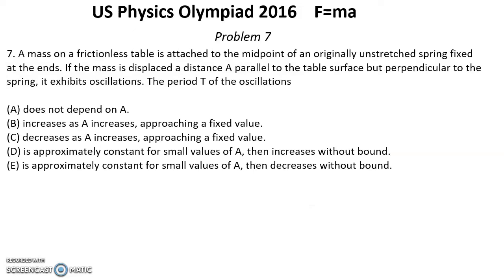Problem number 7. A mass on a frictionless table is attached to the midpoint of an originally unstretched spring fixed at the ends. If the mass is displaced a distance a parallel to the table surface but perpendicular to the spring, it exhibits oscillations. The period t of the oscillation behaves like these answers. So we need to find what is the correct answer.